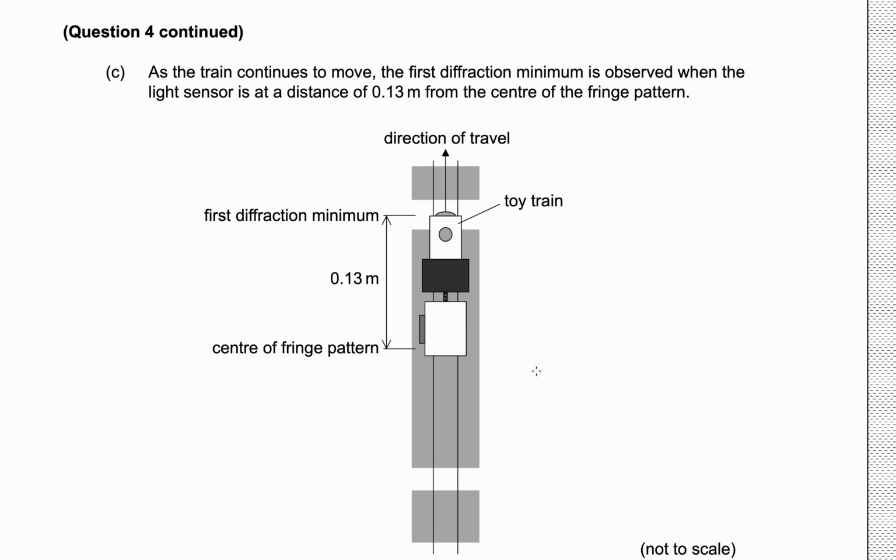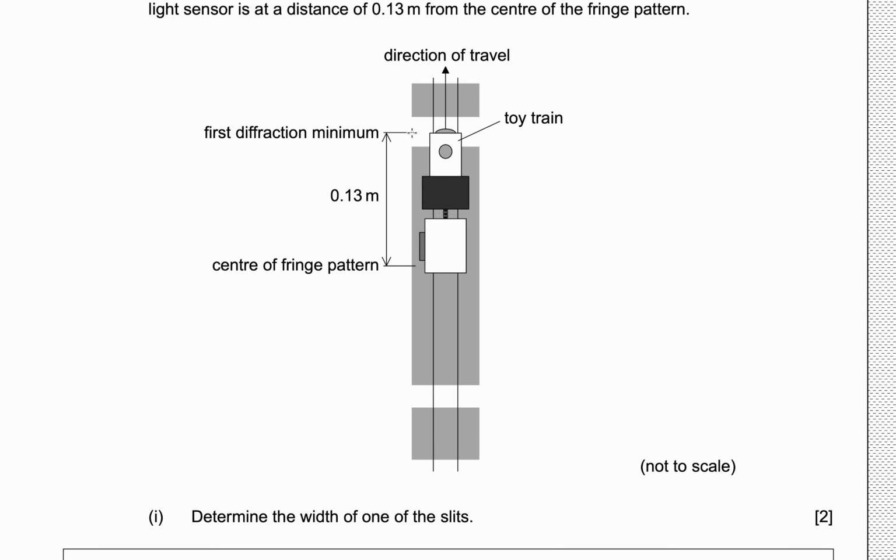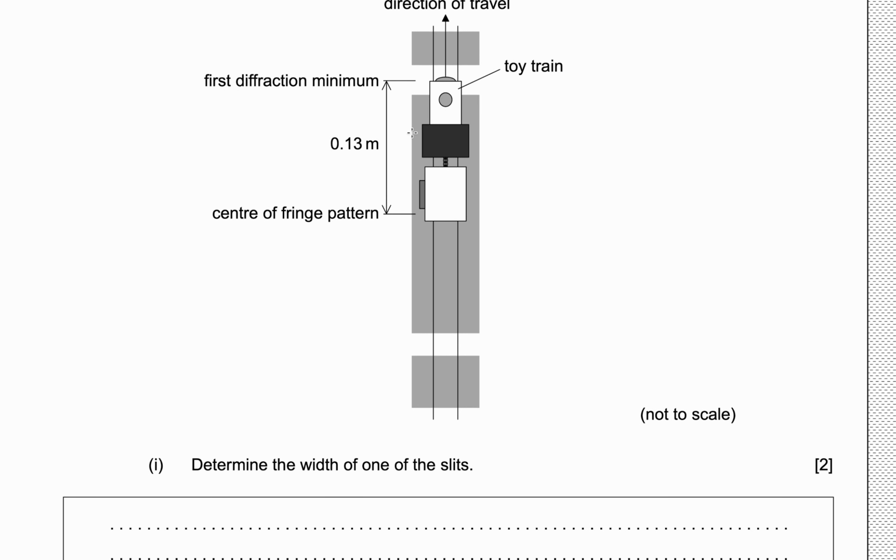Now part C is really interesting. As this train continues to move, the first diffraction minimum is observed when the light sensor is at a distance of 0.13 meters from the center of the fringe pattern. This is the first diffraction minimum. Determine the width of one of the slits. Now you should consider this as a single slit in this scenario.